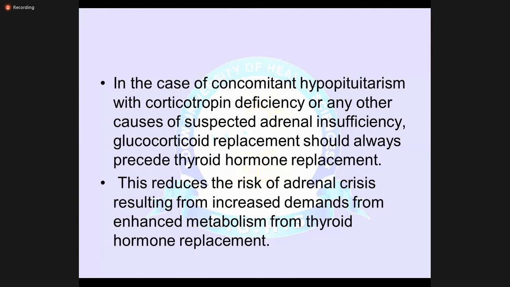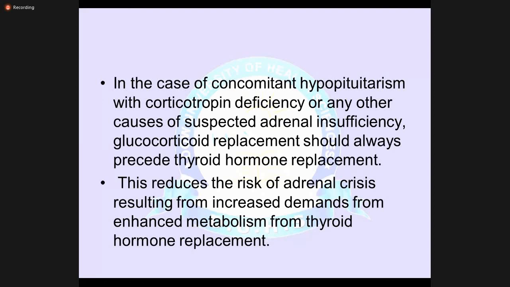In the case of concomitant hypopituitarism with corticotropin deficiency or any other cause of suspected adrenal insufficiency, glucocorticoid replacement should always precede thyroid hormone replacement. For example, you are dealing with a case of hypothyroidism where the problem is in the pituitary gland. That will be considered secondary hypothyroidism. As we have discussed, in primary hypothyroidism the fault is in the thyroid gland, in secondary hypothyroidism the fault is in the pituitary, and in tertiary hypothyroidism the fault is in the hypothalamus.